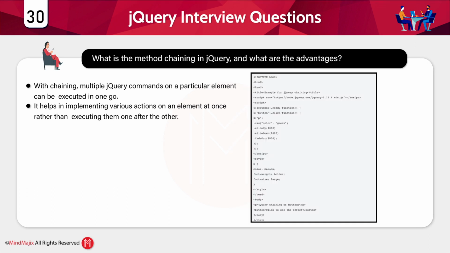So coming to our next question, and the last question is, what is method chaining in jQuery and what are the advantages? So chaining method. Chain, you all know, is binding one to another. So jQuery is smart in this. With chaining, multiple jQuery commands on a particular element can be executed in one go. It helps implement various actions on an element at once rather than executing them one after another.